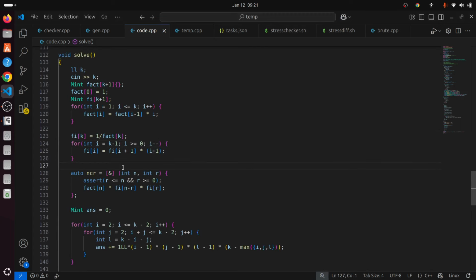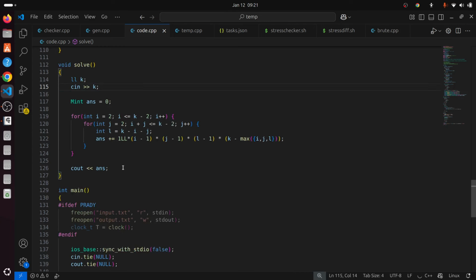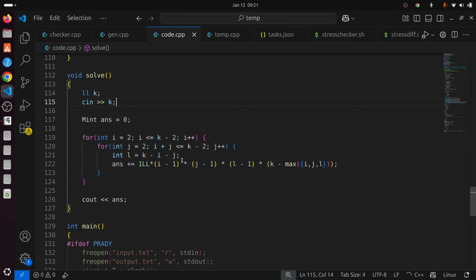Okay, so we don't need these factorials. So this is the code. In k, answer equal to 0. I have these two nested for loops, which iterate over the values of c1 and c2 from 2 to k, since the minimum value of c1 is 2, and c2 also is 2. So I'll start i and j at 2, and iterate them such that i plus j plus something can be equal to k. So i plus j has to be less than or equal to k minus 2.